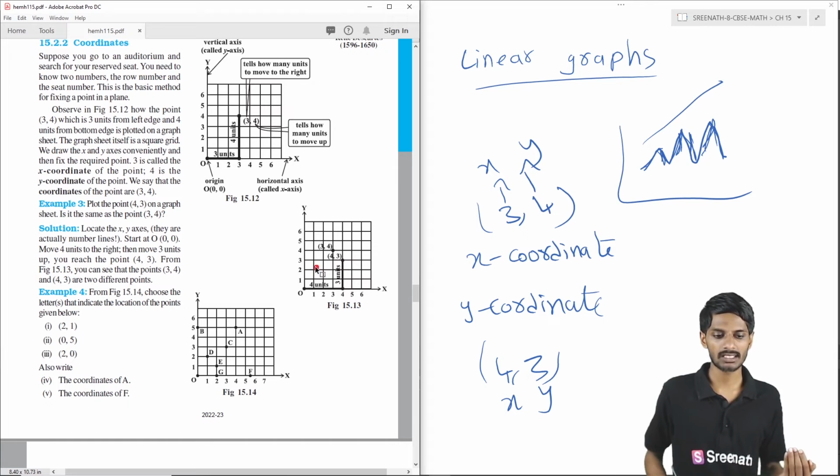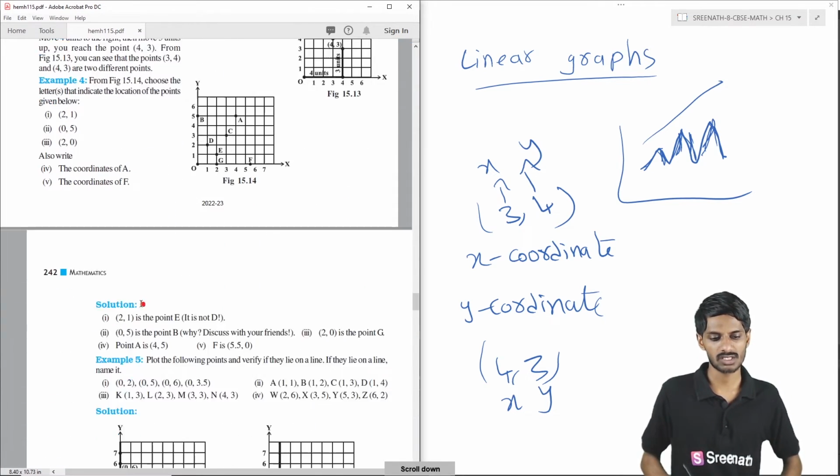And one more thing they have asked is to check for (3, 4). For (3, 4) we have to move along the x-axis 1, 2, 3 and along the y-axis 1, 2, 3, 4. So (3, 4) and (4, 3) are not equal, friends. This is the case. So we can solve this also using the same method.